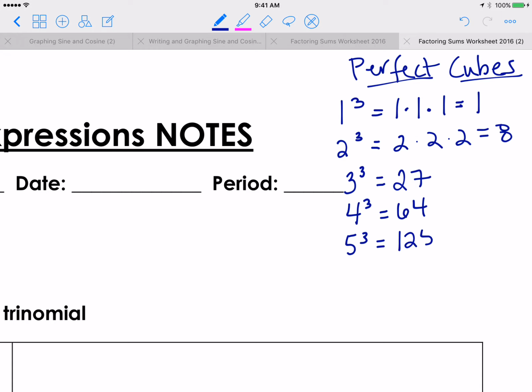That's going to give us 125. And you can always do these on your calculator too if you don't want to do the math in your head. But it's a good idea to start recognizing these perfect cubes. Then we get 6 to the third, which is 6 times 6, 36. Another 6 is 216. Let's do one more. 7 to the third. 7 times 7 is 49, times another 7 is 343.